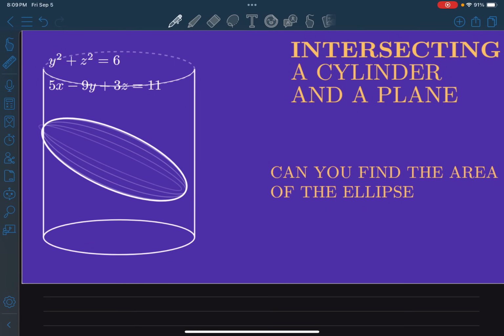Intersecting a cylinder and a plane. Can you find the area of the ellipse? So over here, the thing is, there is this cylinder, right?